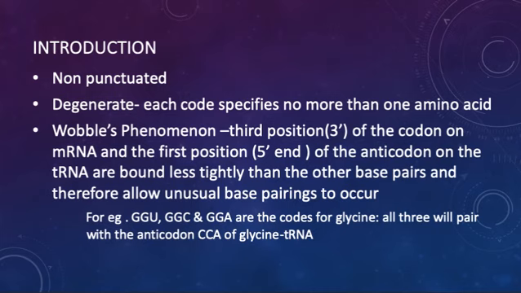That is the third position in the 3' end of the codon on the mRNA, and the first position, that is the 5' end of the anticodon on the tRNA, are bound less tightly than the other bases, and therefore allow unusual base pairing to occur. For example, you have GGU, GGC and GGA as codons for glycine. So all three will pair with the anticodon CCA of glycine tRNA. Okay, so this is known as the Wobble phenomenon.